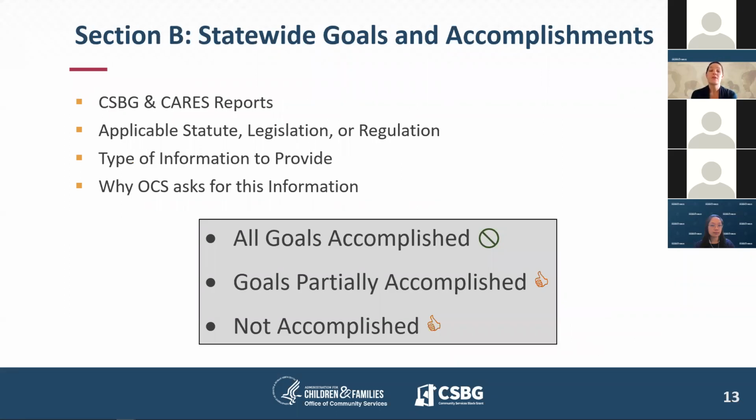When you're looking at section B for your statewide goals and accomplishments, you're going to do CARES and CSBG. The applicable sections, and I might not be saying these right, are SAMs, one SAI, one SEI, and one or two SBIIs. Those are the applicable statutes and regulations. We're looking for any progress on CSBG state-specific goals that are described that have been implemented. It is not required for the state to have made progress towards all of your goals. And so this is actually a really important thing. We're not looking necessarily for all of your goals to be done. We are looking for any progress.